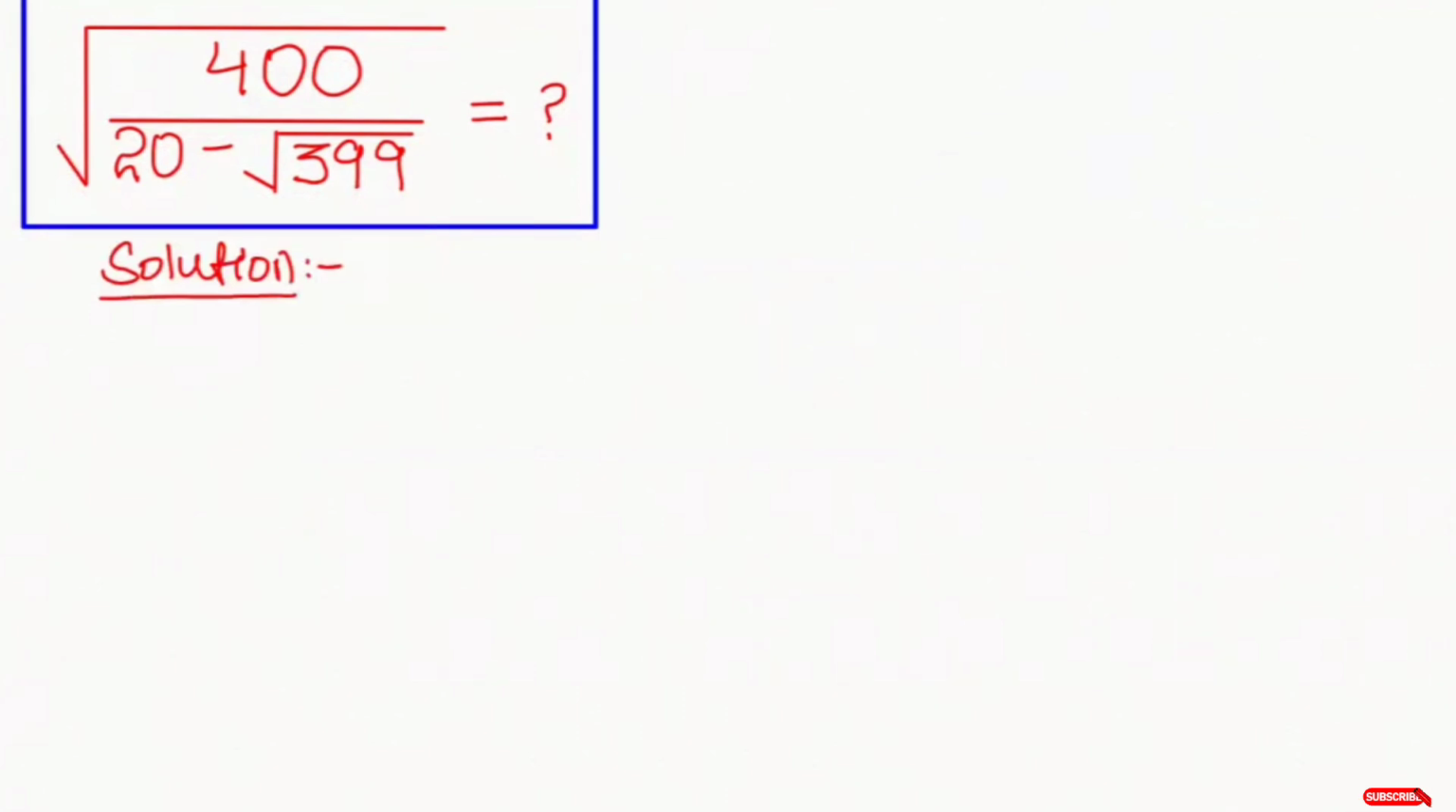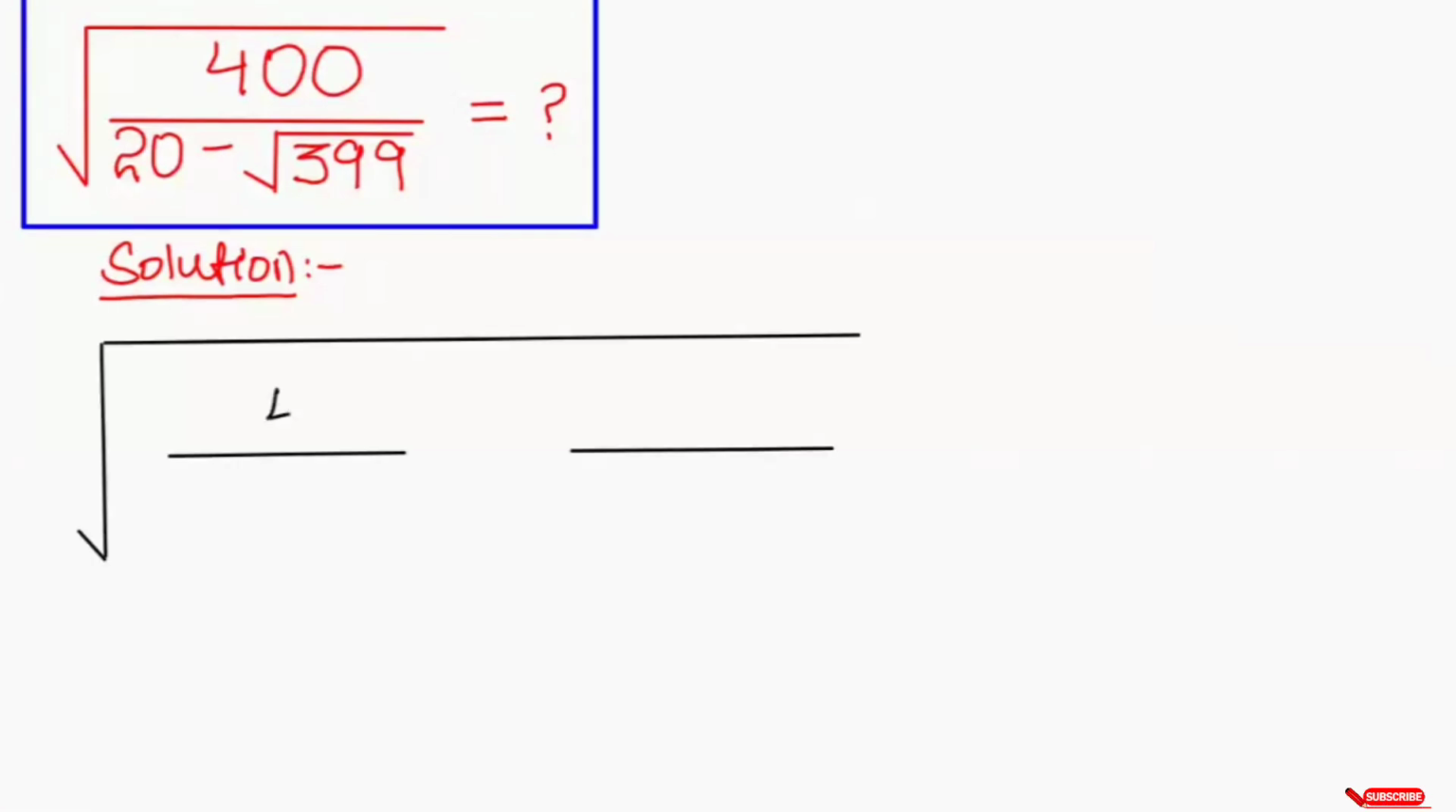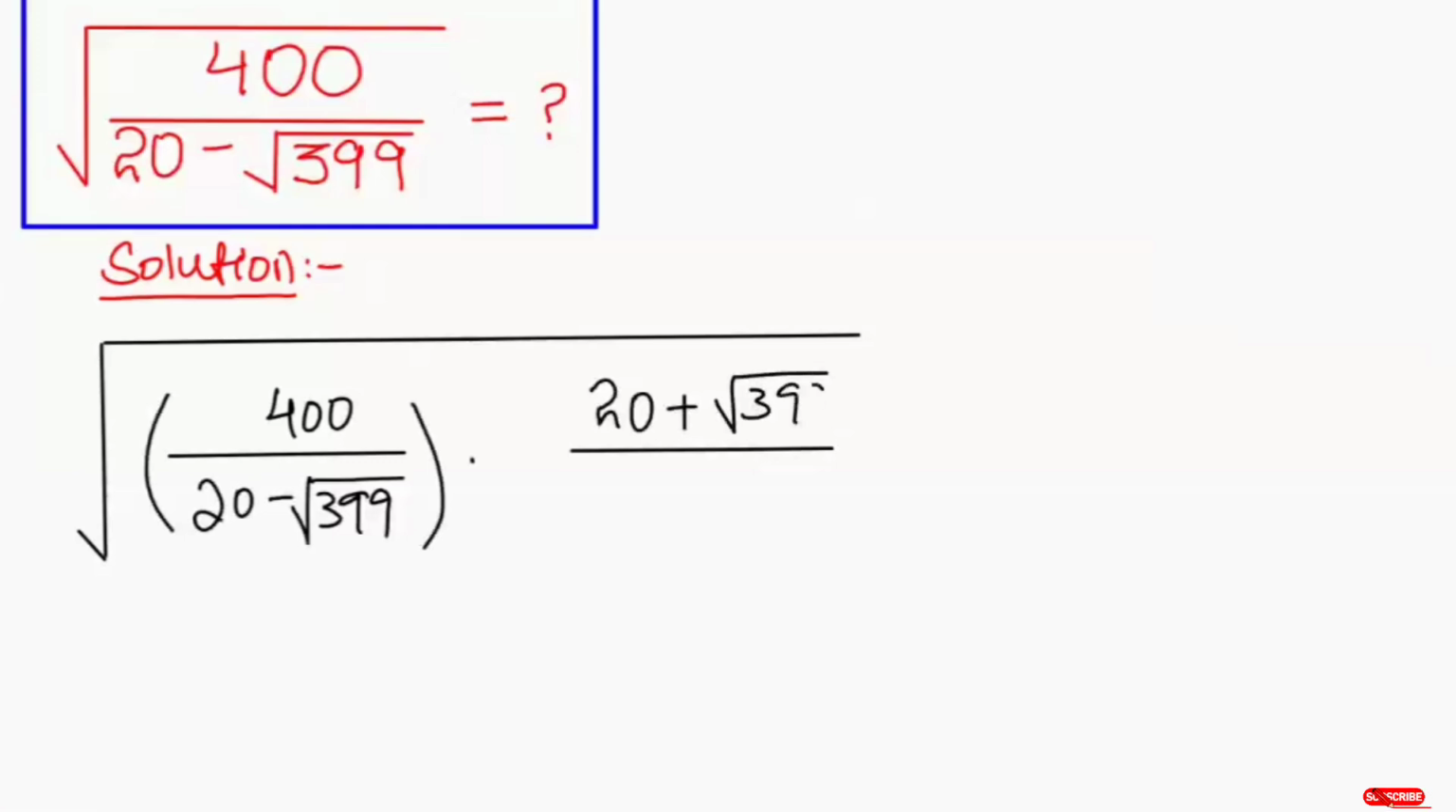In the first step, I am going to rationalize the denominator. For rationalizing the denominator, I'm going to multiply and divide by the same denominator with the sign changed. I'm going to write here 400 over 20 minus root of 399. Now I'm going to multiply by the denominator with the sign changed, 20 plus root of 399, and divide by that same 20 plus root of 399.